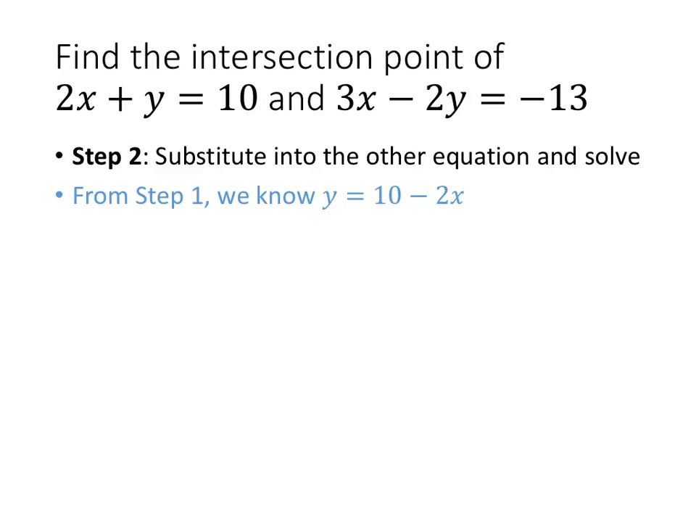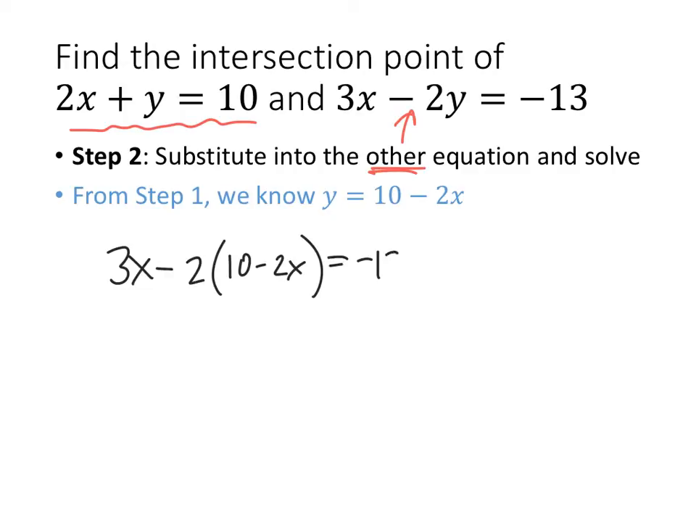Okay, so from step 1 we know that y equals 10 minus 2x. What do we do with that? Well, we got that from the first equation. So now when I say substitute it into the other equation, that's this second equation. So substitute means I'm going to replace that y with what y equals, 10 minus 2x. And make sure you use parentheses here. And now we're going to solve. Notice that this equation only has x in it, so we're going to solve for that value of x.